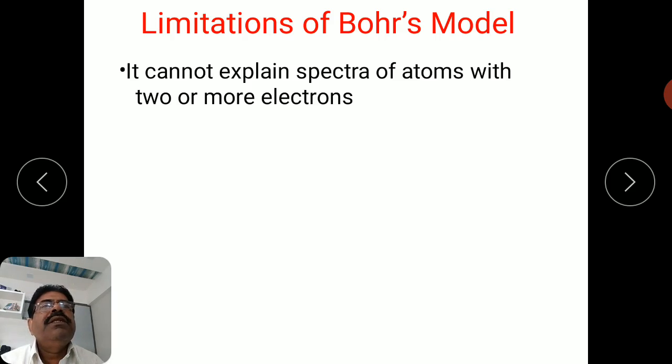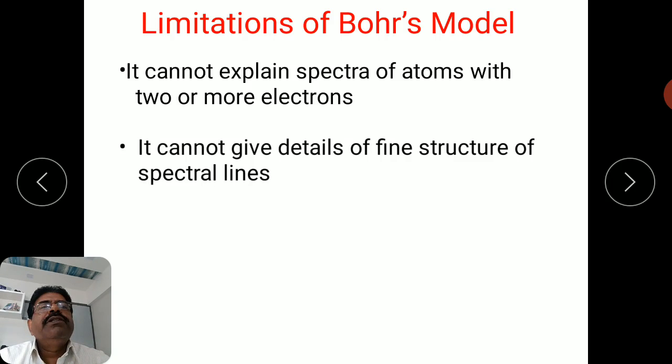But there are some limitations also, limitations of Bohr's atomic model. What are these limitations that we are going to discuss here? The first and very serious limitation of the Bohr model is that it cannot explain spectra of atoms with 2 or more electrons. Only the hydrogen spectra could be explained by Bohr's model. If you go to the elements having higher atomic number 2, 3, 4 and so on, the spectra could not be explained by using Bohr's atomic model.